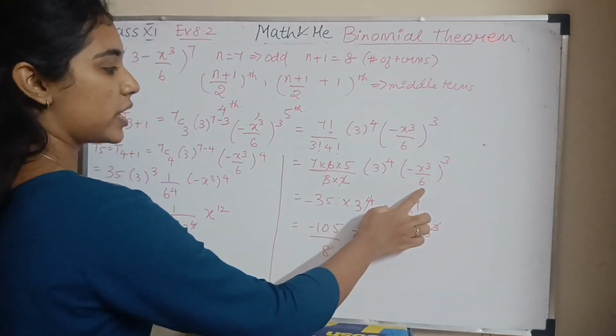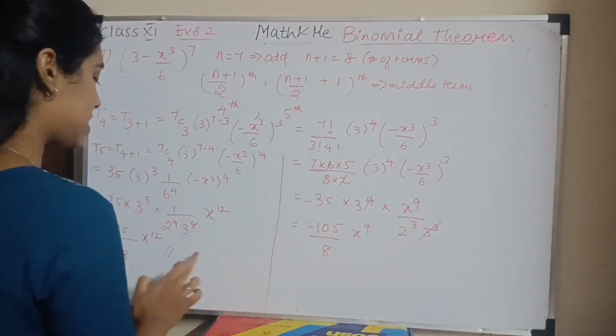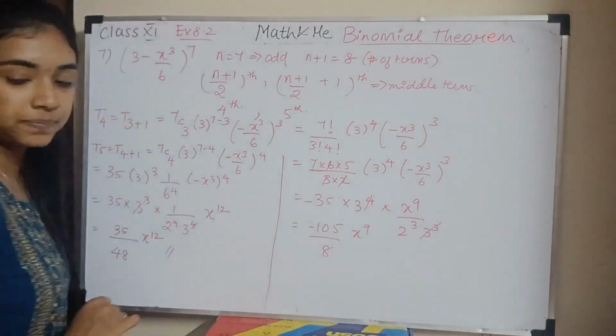You can write 6 as 2 times 3 because you already have a 3 here. So these are my two middle terms. Okay.